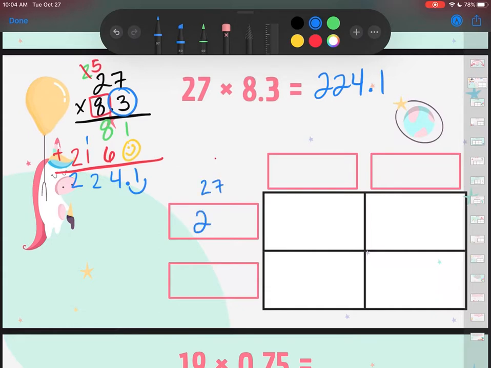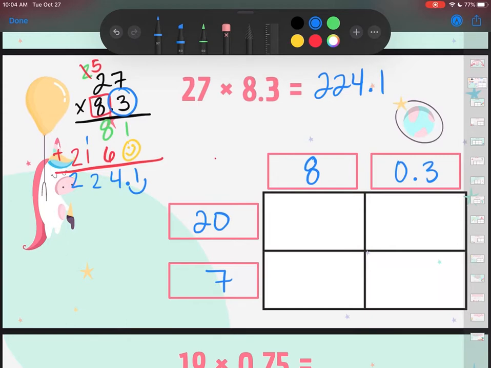So I'm going to separate my numbers. Up here, I'll do 27. My 27 will be here. So that's going to be 20 and then 7. I'm breaking up their place values. And on the other side, I'll do 8 3/10. So I have 8 and then 3/10. So that's 0.3.